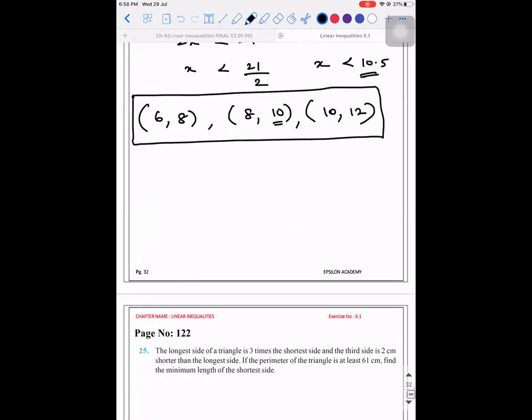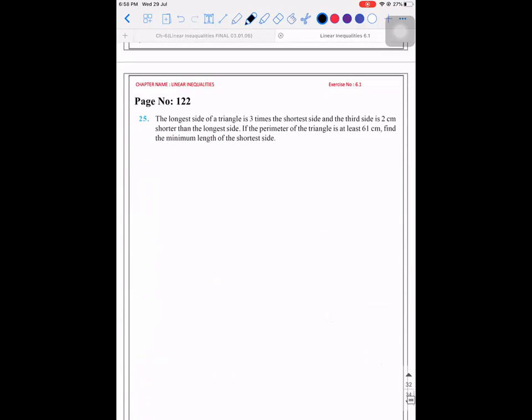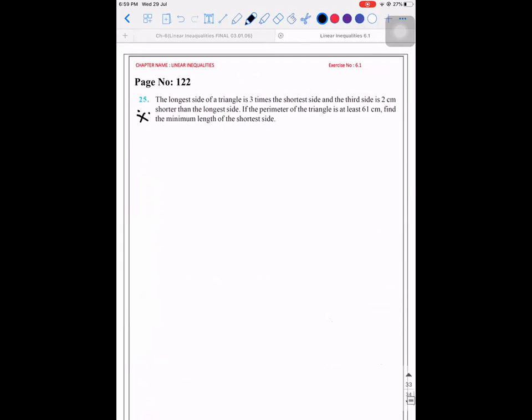Should I move on to the next one? This is a good problem. The longest side of a triangle is 3 times the shortest side, and the third side is 2 centimeters shorter than the longer side. The perimeter of the triangle is at least 61. Find the minimum length of the shortest side.